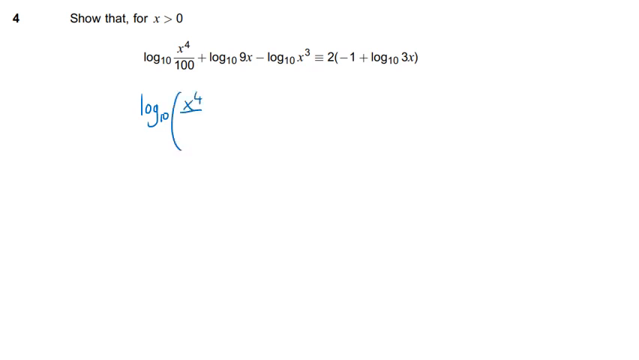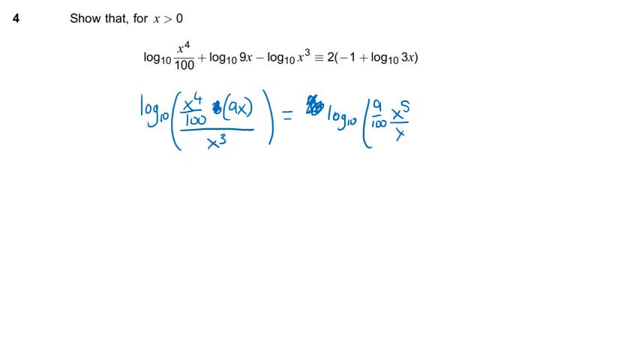So I've got x over x to the power of 4 divided by 100, multiplied, not using times signs, it's confusing, times 9x, and then divided by x cubed. Let's simplify inside that bracket. So I've got 9 over 100 first, log of 9 over 100 multiplied by, so on the top, x to the 4 times x is x to the 5, and then divided by x cubed. So that's x squared. So how do I make it look like this?